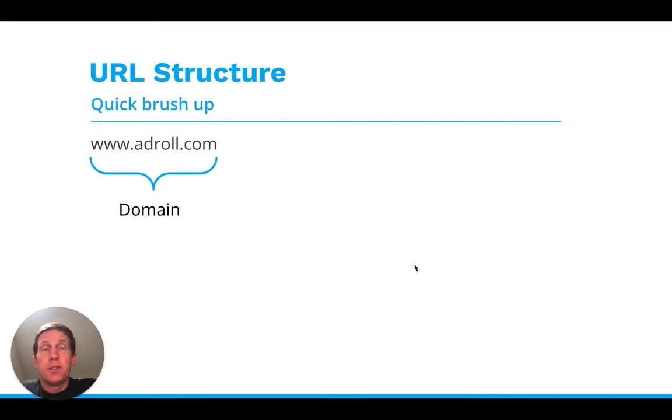To brush up real quick here, this is the beginning of a URL. So there's a domain with a subdomain, the www, the domain name, AdRoll, and then the .com, the top level domain that can be changed for like country or to edu for education or gov for government. And the subdomain can be other strings as well, like app.adroll.com that we have for our application.